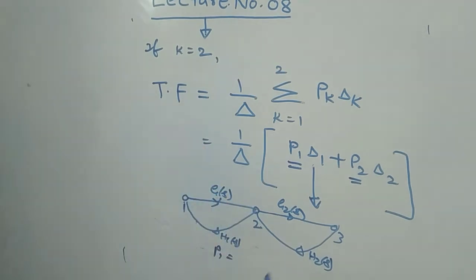That is, what is the gain? What is the path gain? G1 of s into G2 of s. That is nothing but G1 of s into G2 of s. Only one forward path you have.